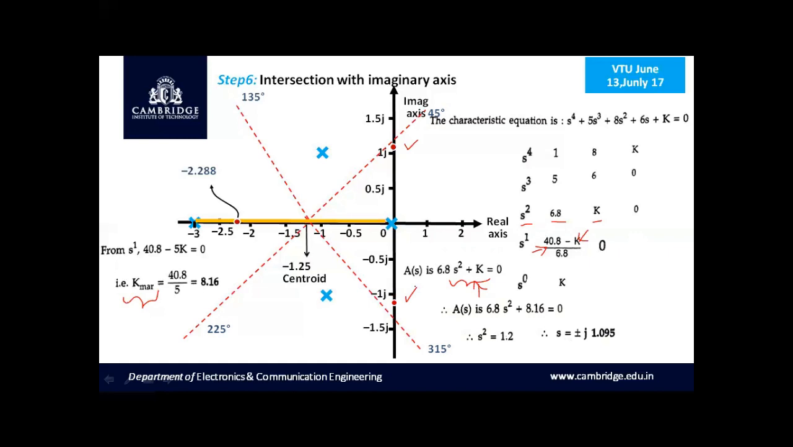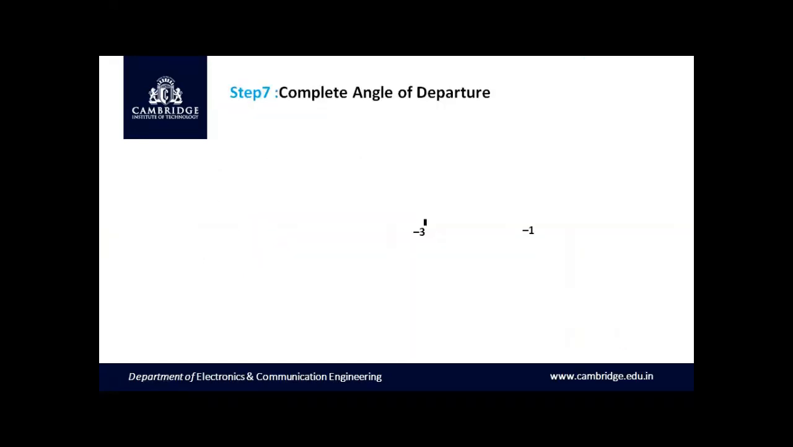And this is the place at which the root locus tries to depart, follows the angle of asymptotes, and tries to intersect on the imaginary axis. Once after calculating the intersection of the root locus on the imaginary axis, now we have to calculate the angle of departure for this complex pole. Let us move on to the next step. The next step is to calculate the angle of departure.